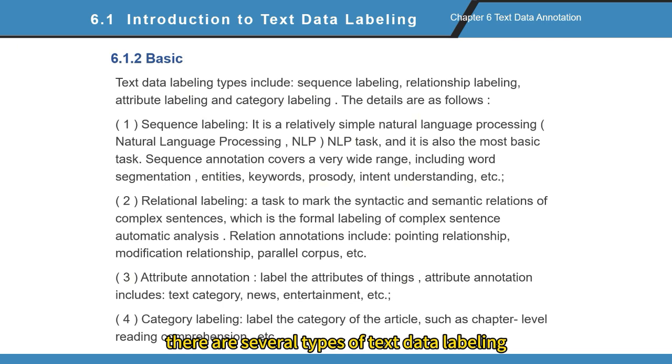There are several types of text data labeling. Sequence labeling is a basic NLP task, covering areas like word segmentation, entity recognition, keyword extraction, prosody analysis, and intent understanding. Relational labeling marks syntactic and semantic relations in complex sentences, including pointing, modification, and parallel corpus relations. Attribute annotation labels the attributes of things, such as text categories like news or entertainment. Category labeling assigns an article to a specific category, like chapter-level reading comprehension.